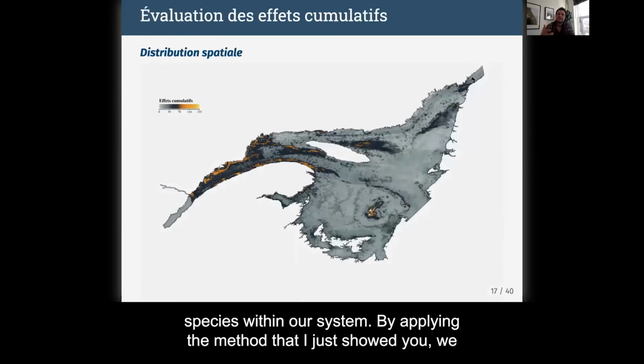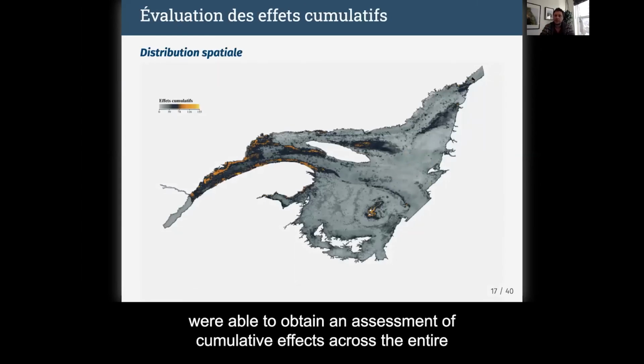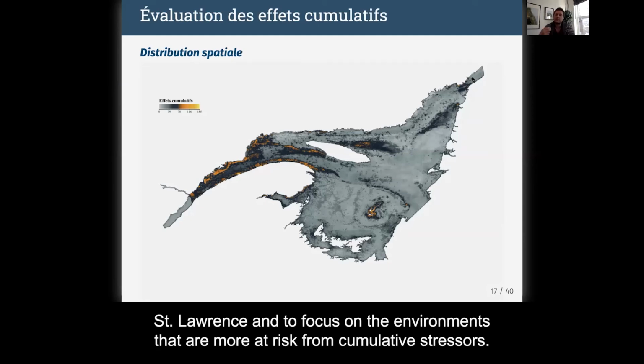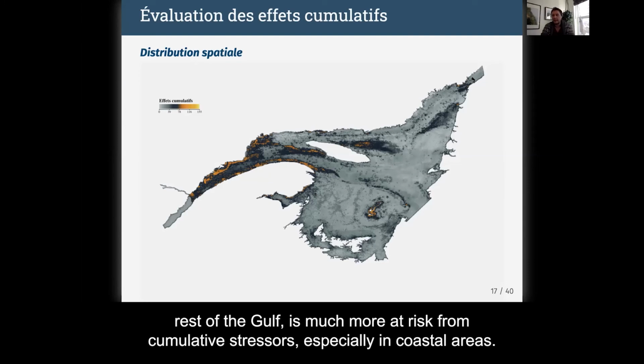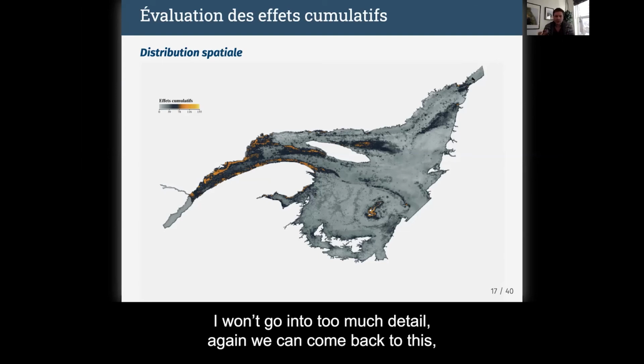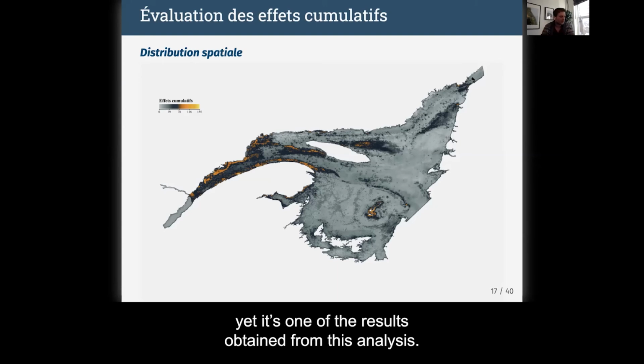Et en appliquant finalement cette méthode que je viens de vous présenter, ça nous a permis d'obtenir une évaluation d'effets cumulatifs à l'échelle du Saint-Laurent au complet et d'identifier les milieux qui sont, de façon générale, les plus à risque des stresseurs cumulés. Par exemple, on observe ici que l'estuaire du Saint-Laurent, comparativement au reste du Golfe, est beaucoup plus soumis, beaucoup plus à risque des stresseurs cumulés, surtout en milieu côtier. J'entrerai pas trop dans les détails, on peut y revenir, mais c'est un des résultats qu'on obtient de cette analyse.